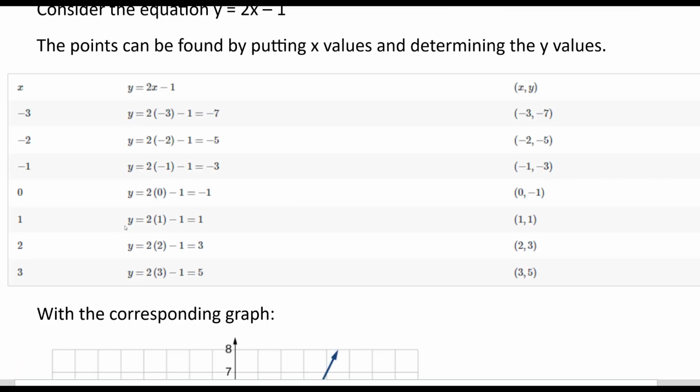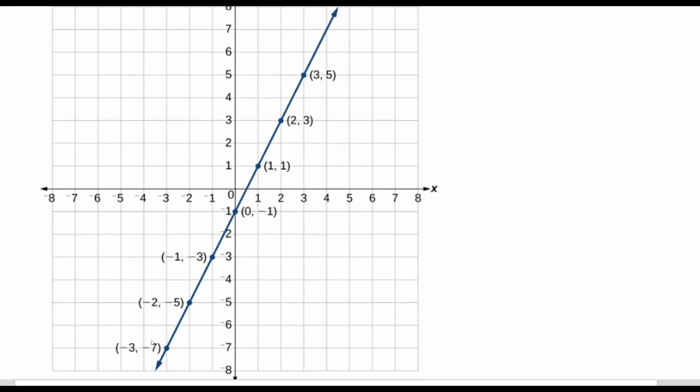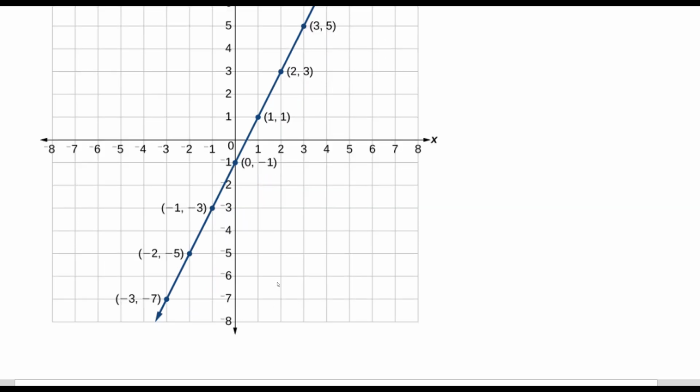So here's a table of such. If we put -3 in here, 2 times -3 minus 1 is -7. Put -2 in there, 2 times -2 minus 1 is -5. So we get the ordered pair: when x was -3, y was -7. When x was -2, y is -5, and so on. And we get this graph out of that. We can plot this graph with those ordered pairs.